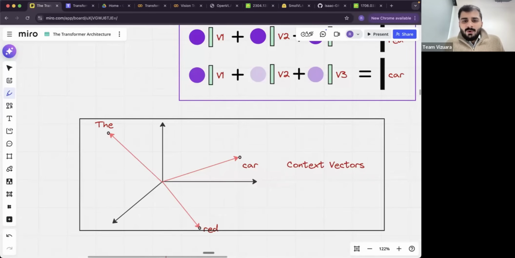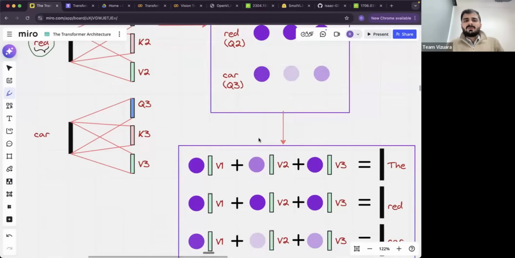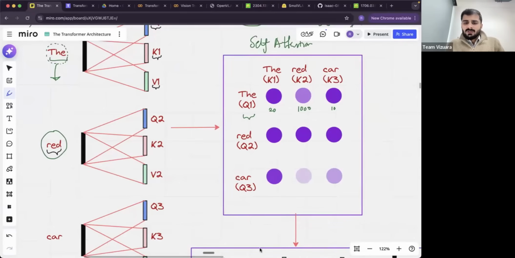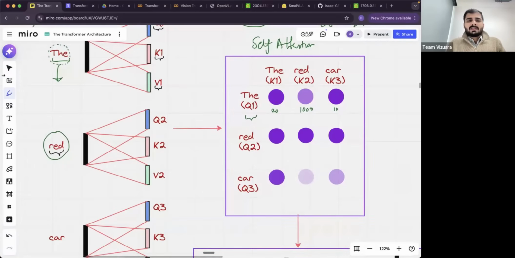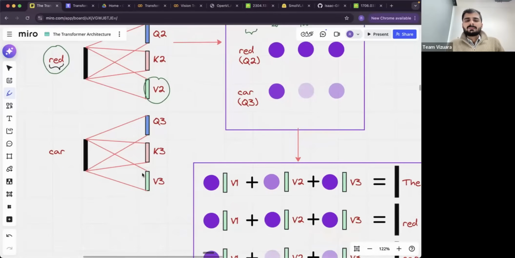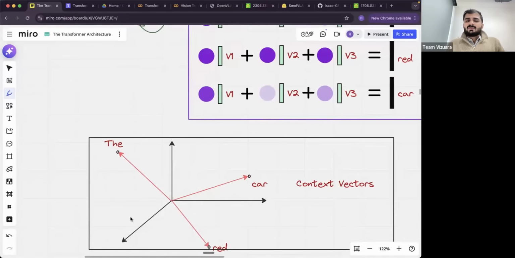In this screen, which points are representing V1, V2, V3? This question is asked by Avishek. V1, V2, V3 are represented by these rectangles here. This figure is not representing V1, V2, V3. This figure is representing the modified vectors for all the tokens in the sequence.